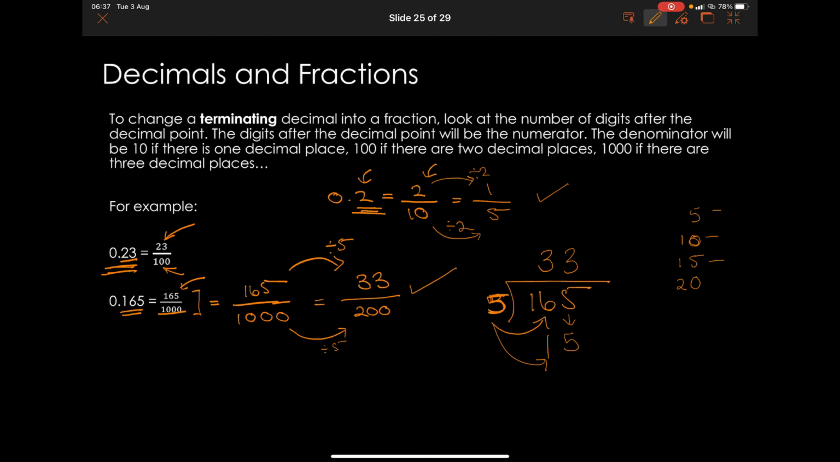All right, so just a quick recap of that. If you have a decimal with only one digit, you put it over 10. If you have a decimal with 2 digits, you put it over 100. If you have a decimal with 3 digits, you put it over 1,000.